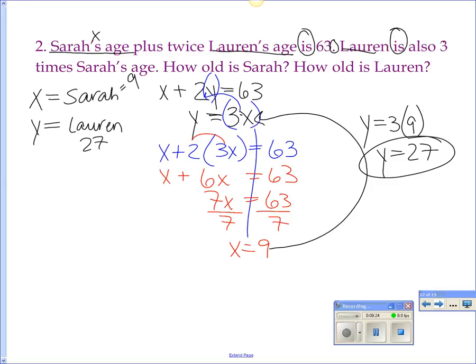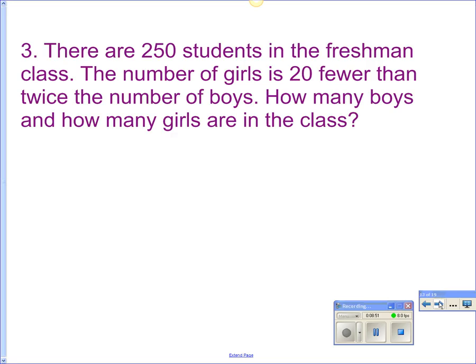It says that Lauren's age is 3 times Sarah's age. Can we just automatically be like 9 times 3? Is that what you mean? I mean, you could write down 9 times 3. Yeah, and that's essentially all I did, really. Okay. All right.